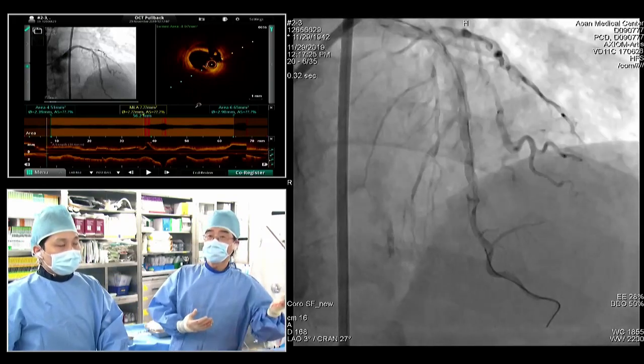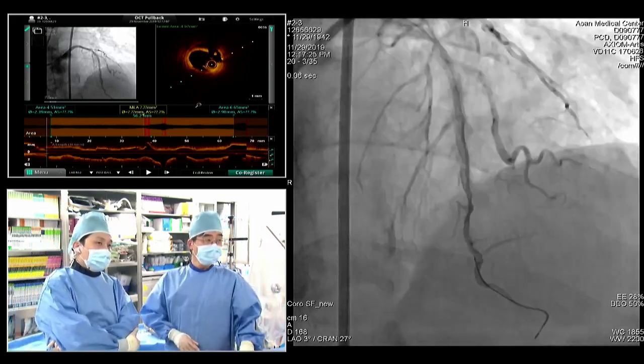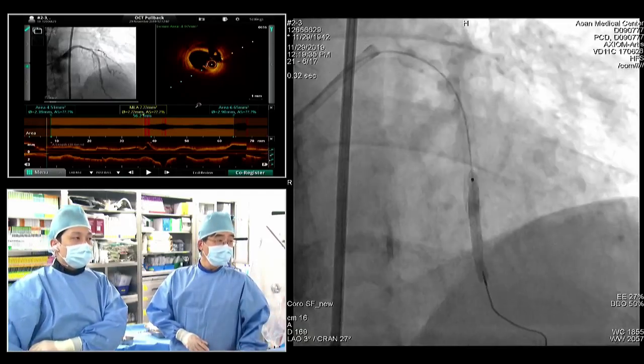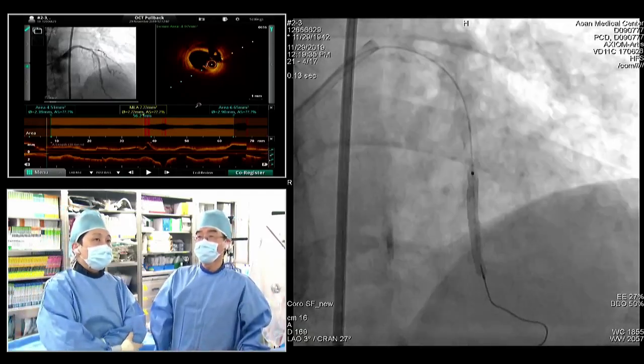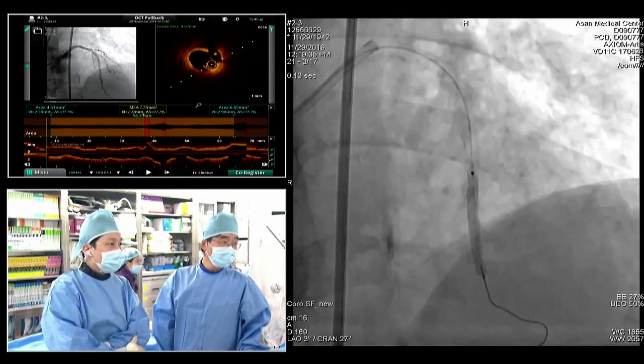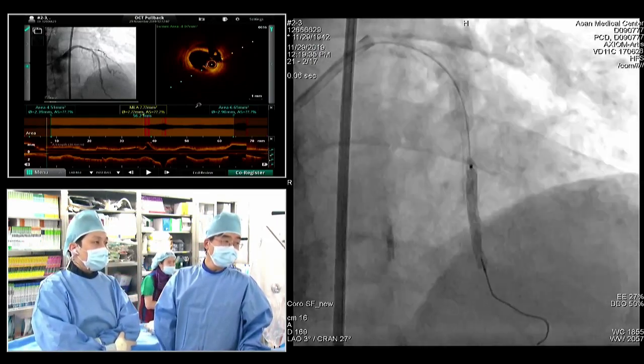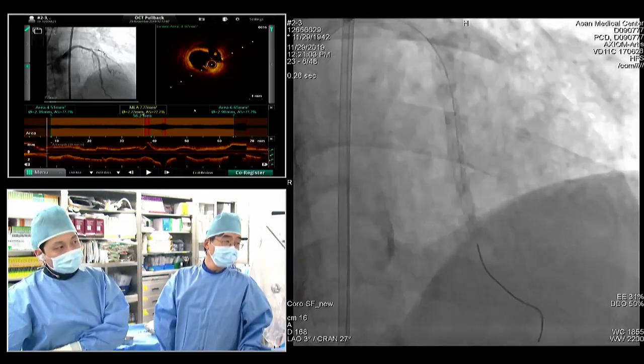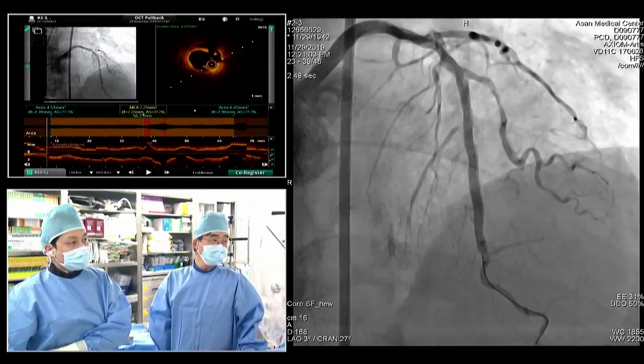Okay, but you know that there is some ST elevation and there is some dissection. I want to solve it immediately. So I deployed a 2.5-24 Synergy stent, and then angiogram, to fix the distal edge dissection.